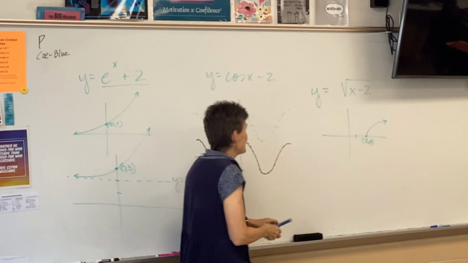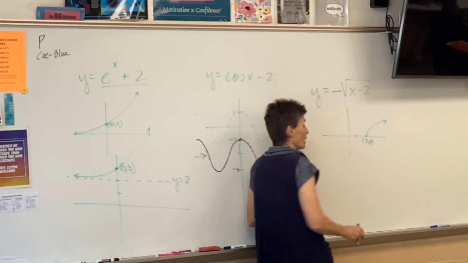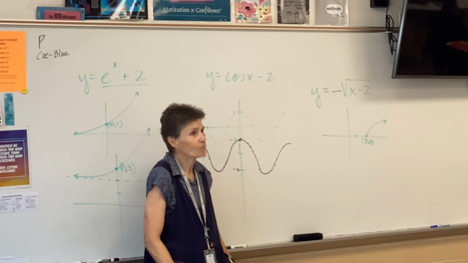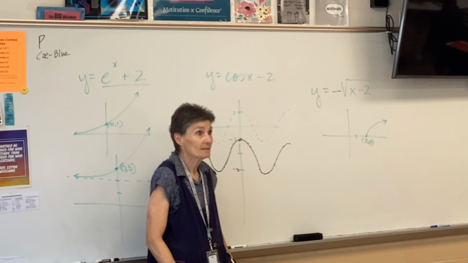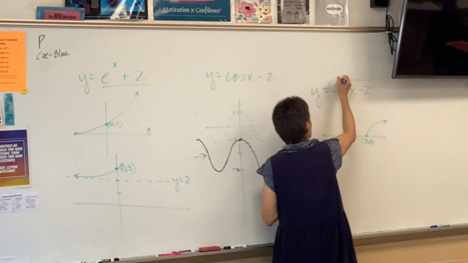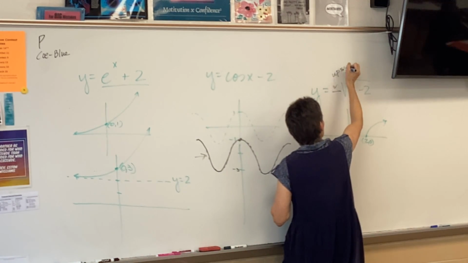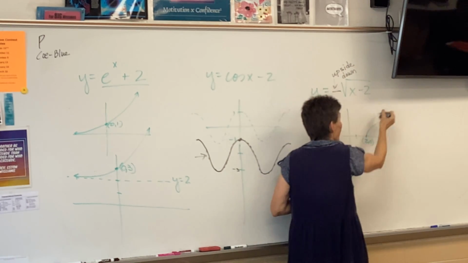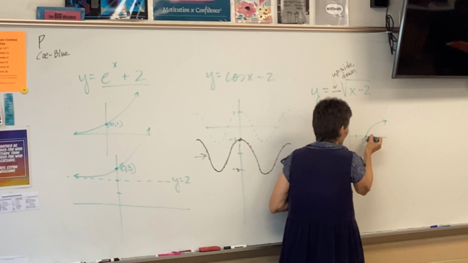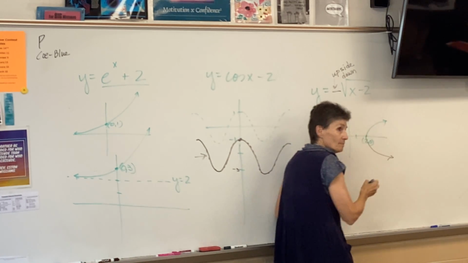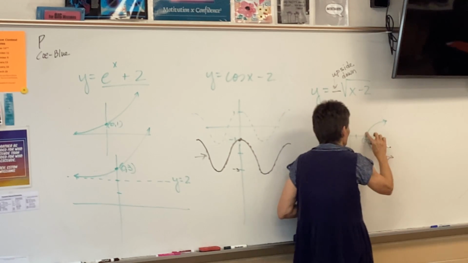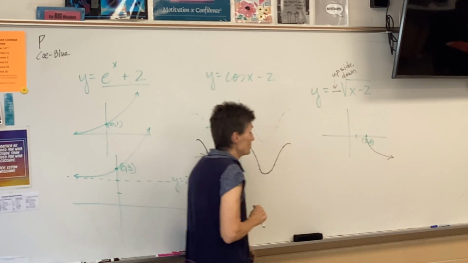But there was a negative in front of it. That is not fair. What does a negative in front do? That flips it upside down. So instead of going up and out, it's now gonna go down and out. So that is your answer.